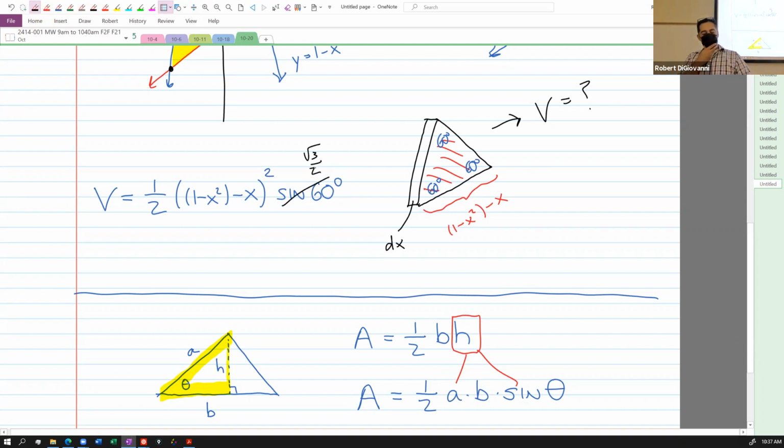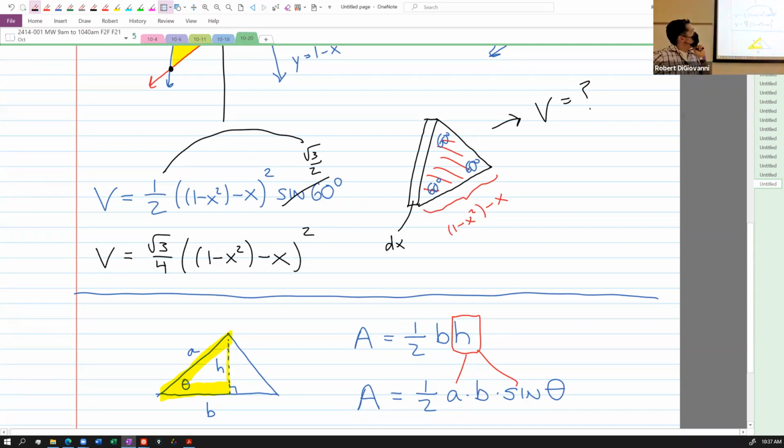√3/2. And so if I take that and multiply the half out front, I get a final formula for the volume, which will be √3/4 times 1 minus x squared minus x, that entire quantity squared. Any questions on that? Now, that's not my final answer, right? I've got to do the integral now.